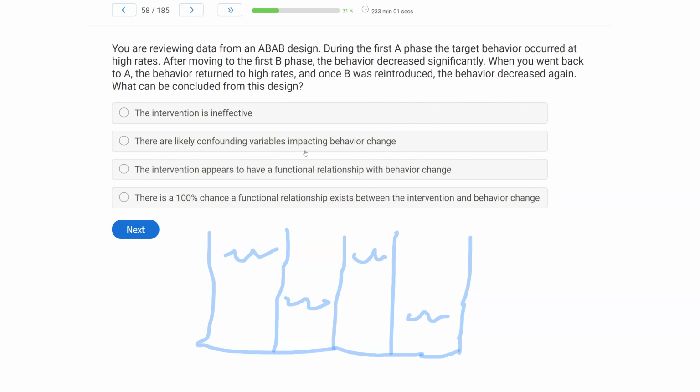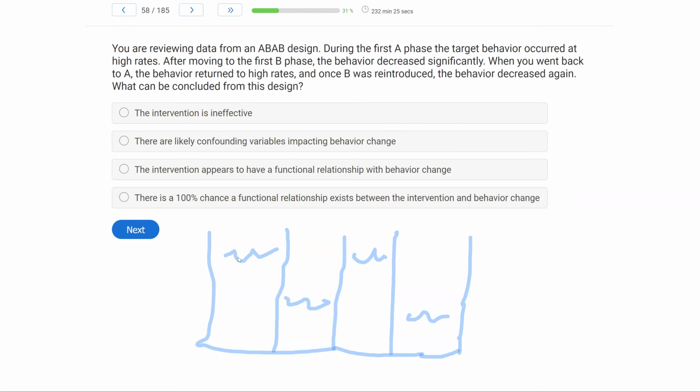B, there are likely confounding variables impacting behavior change. If anything, the repeated reversal and withdrawal of the intervention is showing more and more that confounds might not be affecting behavior change. Confounds are those variables that affect our behavior change, and we don't want them to, right? They're getting in the way of our intervention. But the more you reverse the design and reintroduce the intervention with more effect, right, the less it seems confounds are playing a part. C, the intervention appears to have a functional relationship with behavior change.